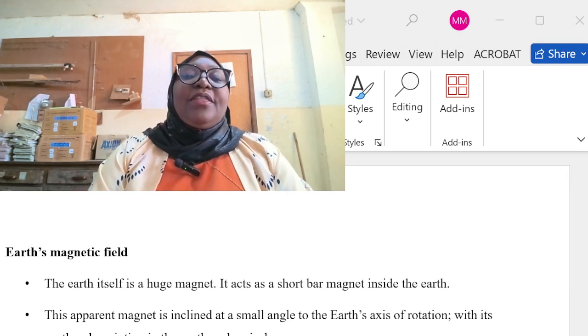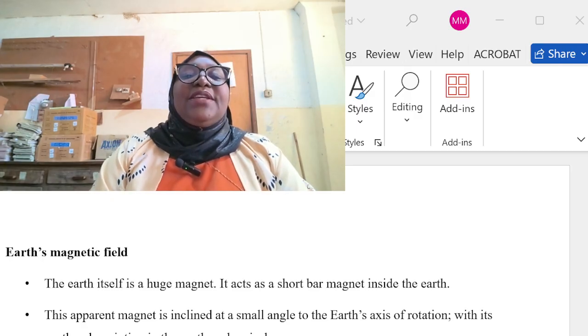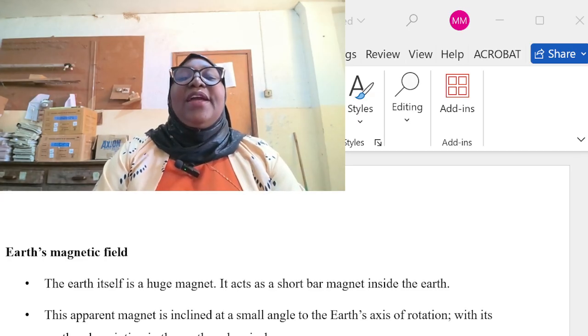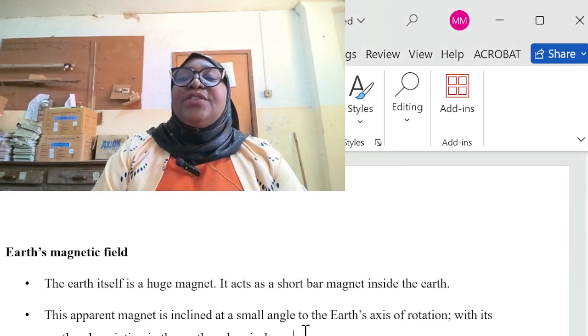Magnetic field of the Earth. The Earth itself is a huge magnet. It acts as a short bar magnet inside the Earth. This apparent magnet is inclined at a small angle with the axis of rotation.